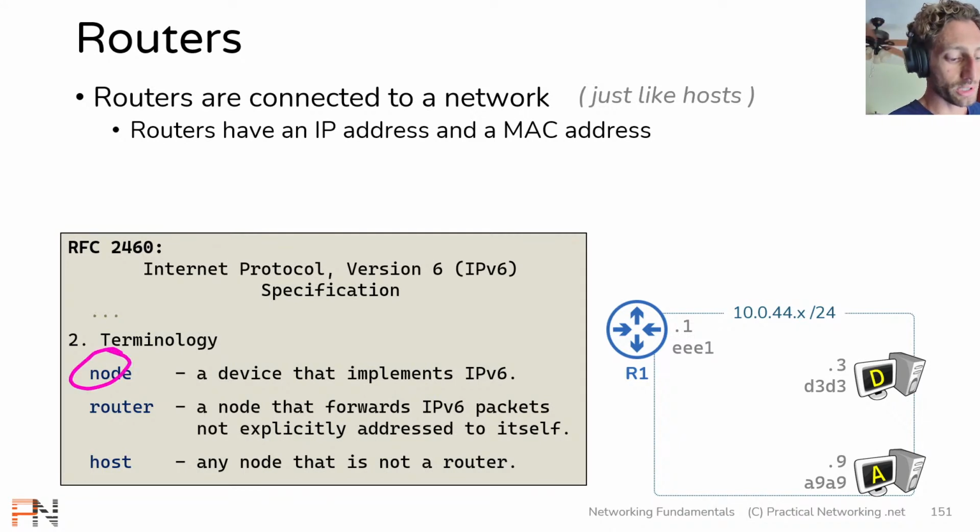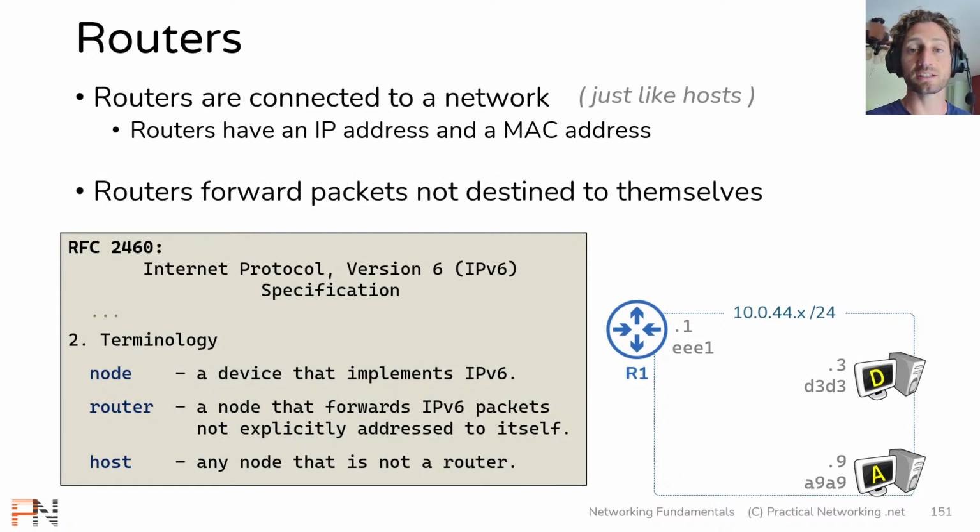So you have a node, which is any device that implements IPv6, but that definition also applies to IPv4. So a node, you could say, is anything with an IP address. A router, then, is any node that forwards packets not explicitly destined to itself. That's the major difference between a host and a router. Notice a host is simply any node, so anything with an IP address, that doesn't forward packets not explicitly addressed to itself.